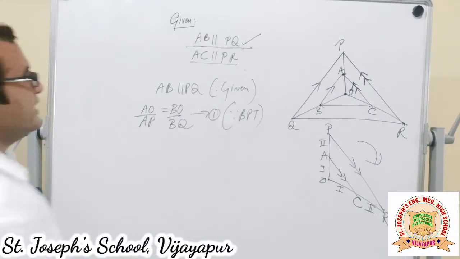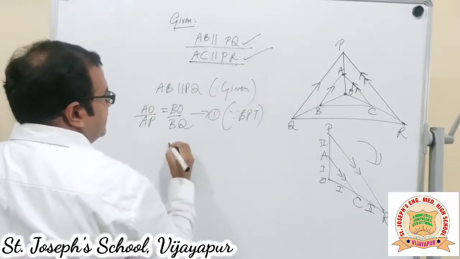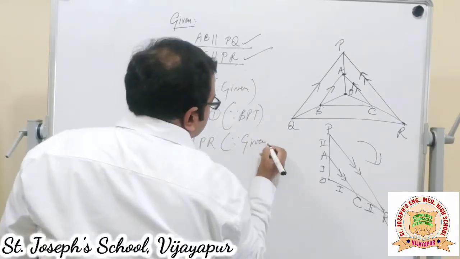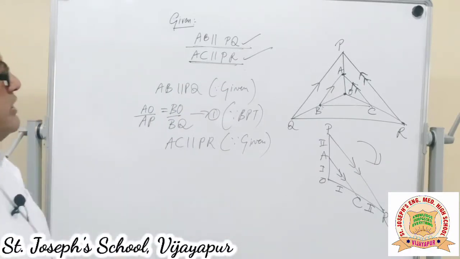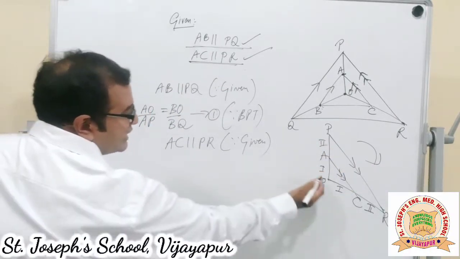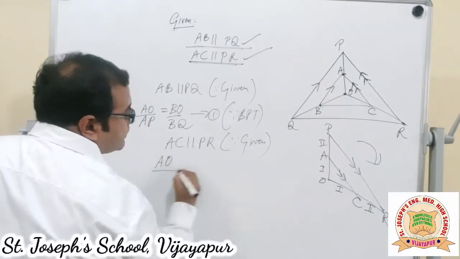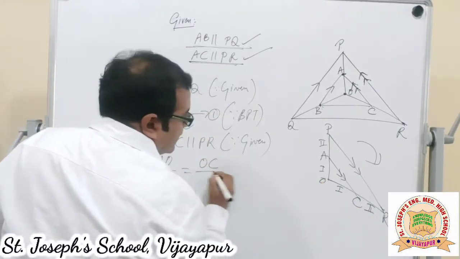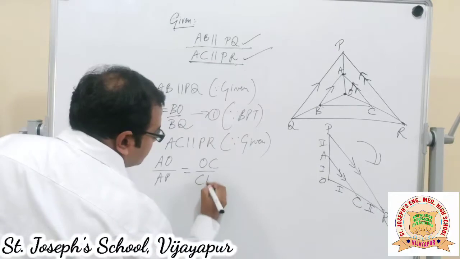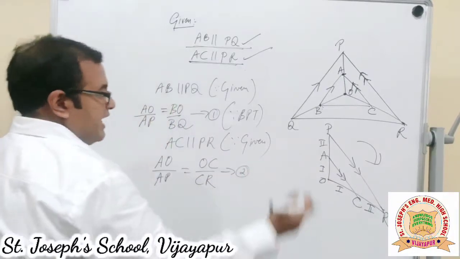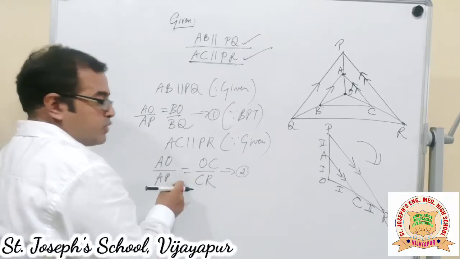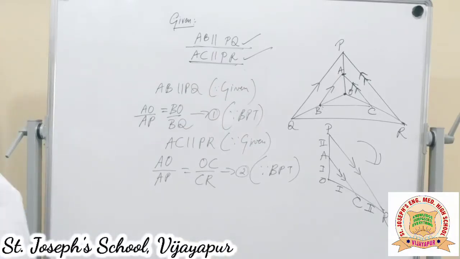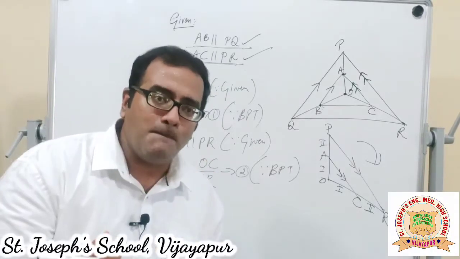If we apply BPT for that, considering the second data given, what is second data given? AC is parallel to PR. Why? Because it is given, right? Then, if that is given, apply BPT to this part of the triangle. We get AO upon AP is equal to CO upon CR. Now this is equation 2. See, again parallel is given, we proved proportionality, that means it is BPT. Whereas in the converse, they give us proportionality, we prove parallel, right?